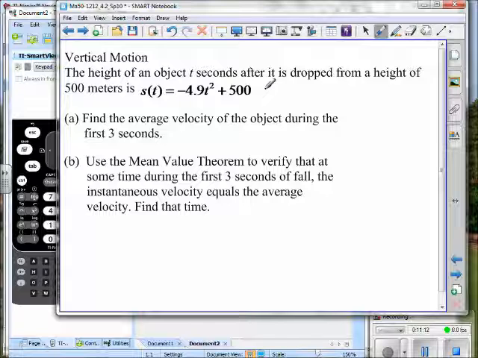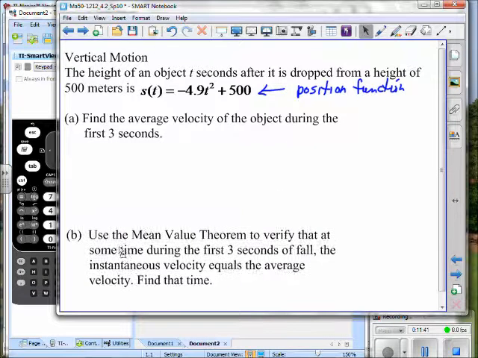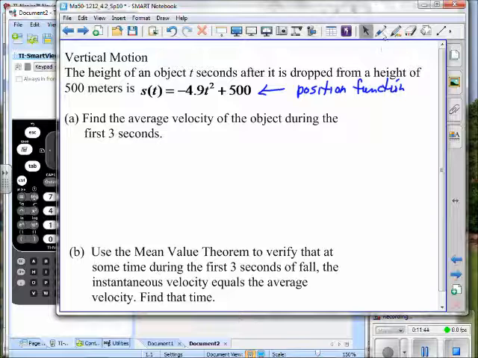This is our, if you want to make a note, this is the same thing as our position function. We've talked about that other times. Height of an object, t seconds after it's dropped. Okay, so it's the height, initial height was 500 feet, and its position can be found with this. Find the average rate of change of an object during the first 3 seconds.